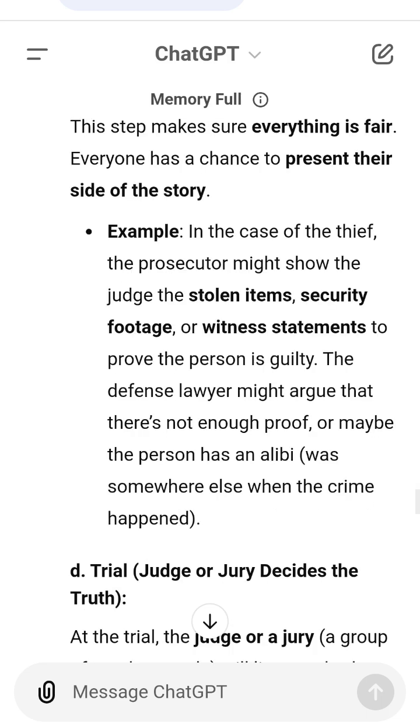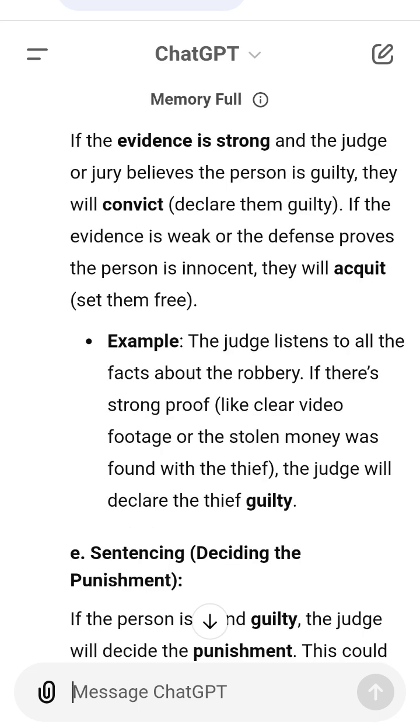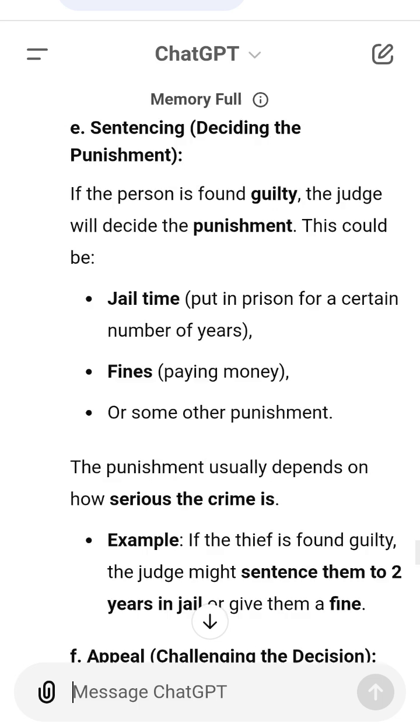But with criminal procedure, the police will need strong evidence to prove you did something wrong. You will get a lawyer to defend you in court. The judge will listen to both sides and make a fair decision. This is why criminal procedure is so important. It protects everyone's rights, whether they are innocent or guilty.